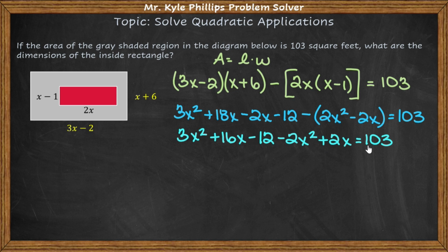So now I have more terms to combine. I'll also go ahead and take the 103 and bring it over to this side so I can set my quadratic equal to 0. So 3x squared minus 2x squared just gives me x squared. So those are done. I have 16x plus 2x, this is going to give me 18x. So my x's are done. Negative 12 minus the 103 is negative 115, and this will equal 0. So now here's the quadratic that I'm solving for.